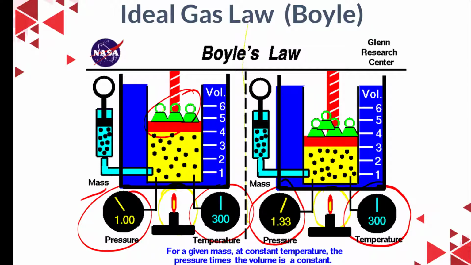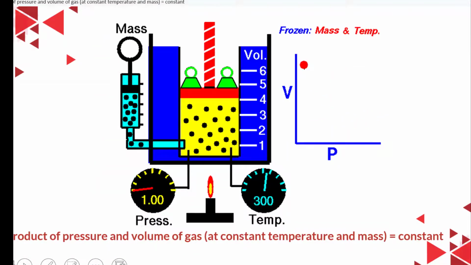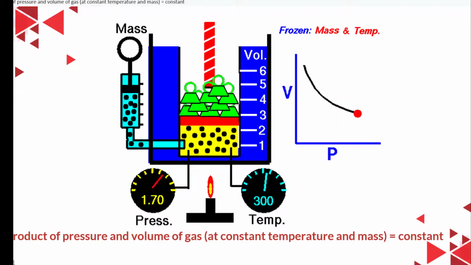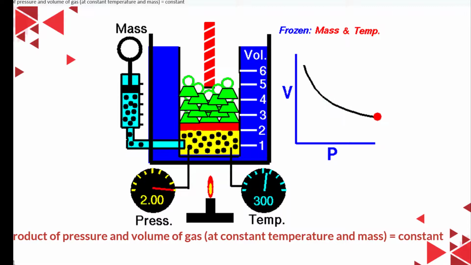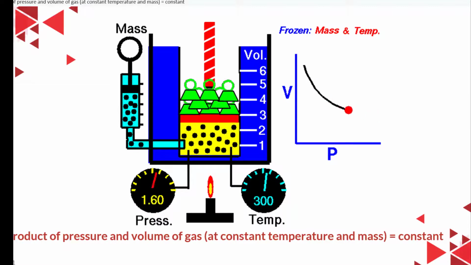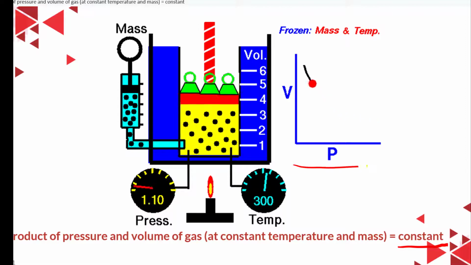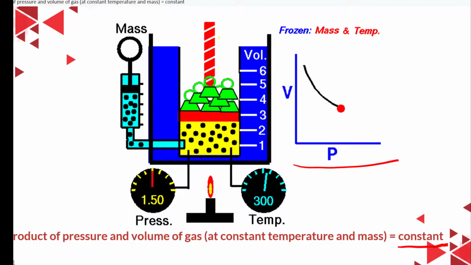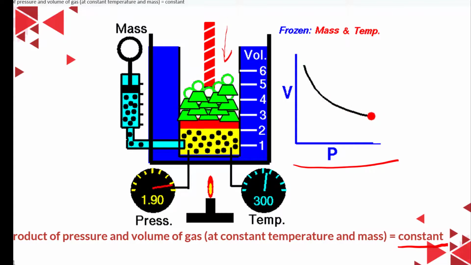In the demonstration of Boyle's law, you can see in the first picture that the pressure is 1 atmosphere and the temperature is 300. When the given mass is fixed, constant mass, it will give a different volume if we increase the pressure. That looks like a linear correlation between volume and pressure, but actually it gives a curve like this.